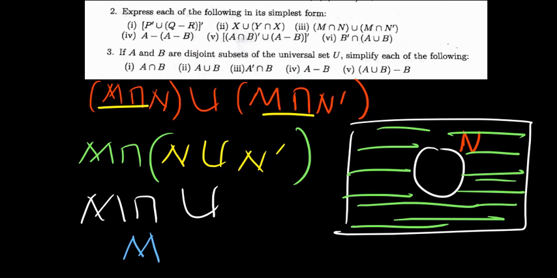You can't say the universal set is contained in M because you're looking for the common set. What's common? M is contained in the universal. The universal is not contained in M because M is contained in the universal set.